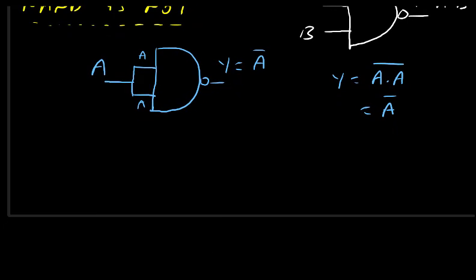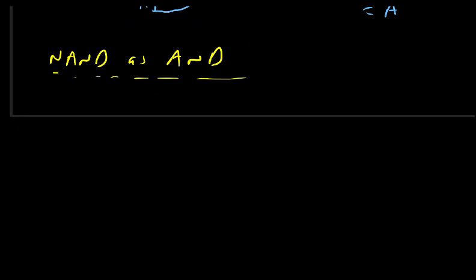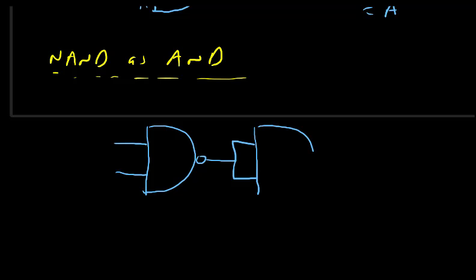Next is NAND as AND. In this case we take two NAND gates. The first NAND gate takes the inputs, and then its output goes to another NAND gate. Here we have another NAND gate, and here we get the output.